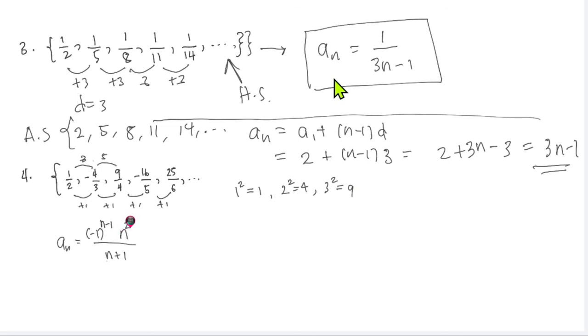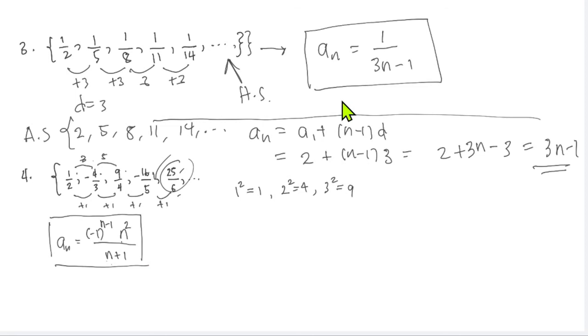N squared. Let's check. This is 1, 2, 3, 4, fifth position. Let's check out the fifth position. This is negative 1 to the 5 minus 1, which is 4. So that's positive, correct? N squared, 5 squared is 25, correct? 5 plus 1, 6, correct? So this is the general term of the sequence.